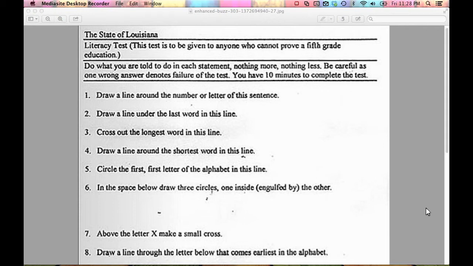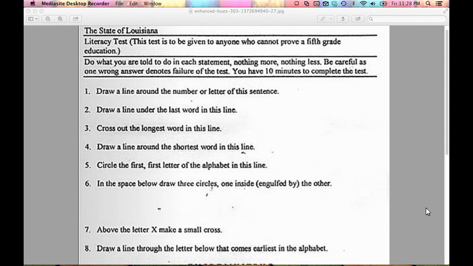You are to do what you are told in each statement, and nothing more, nothing less. One wrong answer fails you on the test and you can't vote, and you only have 10 minutes to complete 30 items. All right, so think about when you're talking about reading, how well that should work.